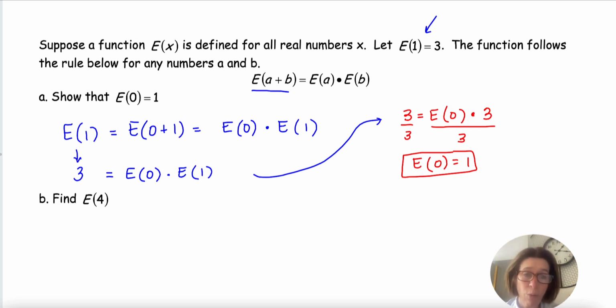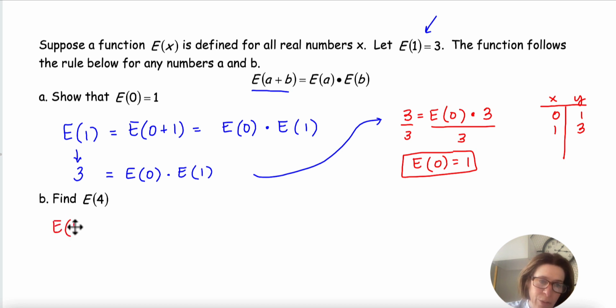Okay, for e of 4, a little bit harder. But now I know that e of 0 equals 1. So if I made a table for myself, that means that when x is 0, y is 1, and when x is 1, y is 3. That helps me because now I can use that to expand e of 4. So I know e of 4, using the definition, is equal to e of 1 plus 3.